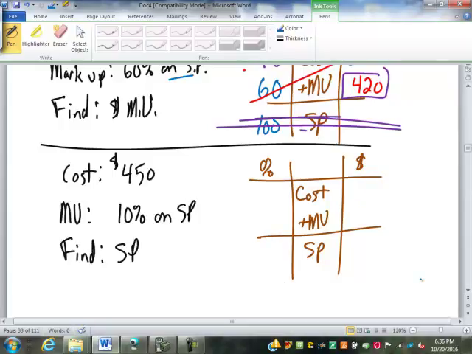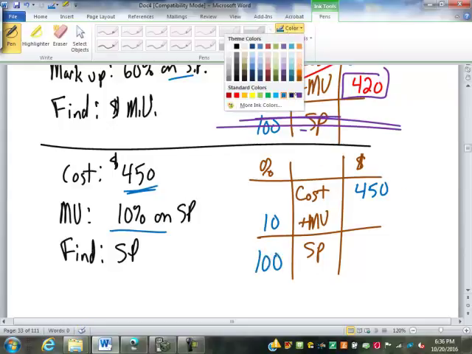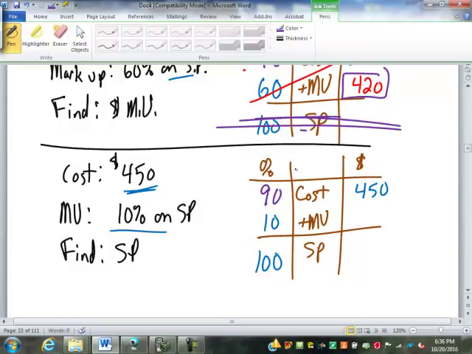So what do we know and where does it go? $450 goes in the dollar cost. 10% is the percent markup. 100% goes with the selling price. So 90% goes with the cost. We're looking for selling price. We're not going to use the markup this time. 100 times 450 divided by 90 is $500.